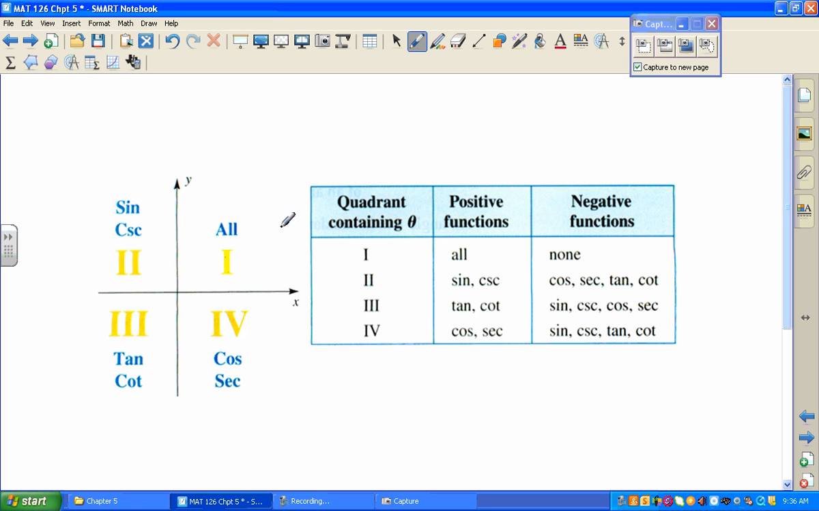Now, I'll try to do this slowly. This is quadrant number 1. This is quadrant number... You do? I know that. Great. Now, quadrant number 1 is also known as the A quadrant. Quadrant number 2 is also known as the S quadrant. Quadrant 3 is also known as the T quadrant. And quadrant 4 is known as the C quadrant.